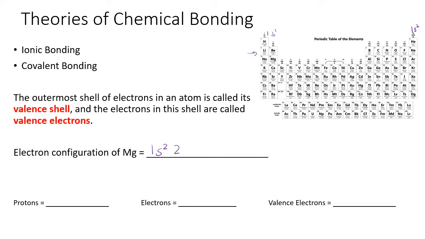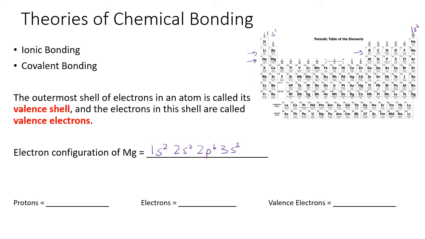would fill 2s2, and then moving all the way over to boron, we would have 2p1 all the way through neon, which is 2p6. And then now our p subshell is full, so we would have to move to period number 3, starting with sodium, and that would give us 3s1, and then 3s2 for magnesium. So that's how we write out the longhand notation for our electron configuration.